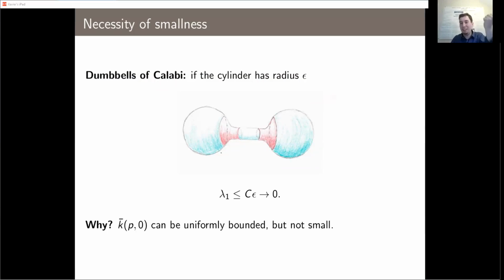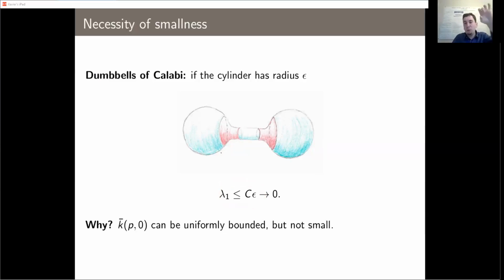A dumbbell, in case you don't know, is like some weights, pesos del gimnasta, no? So this kind of shape here. And so what Calabi does is he considers a sequence of dumbbells that are joined here with a small cylinder of radius epsilon. And it's easy to show that for these surfaces, as epsilon goes to 0, the first eigenvalue is bounded above by a constant times epsilon.